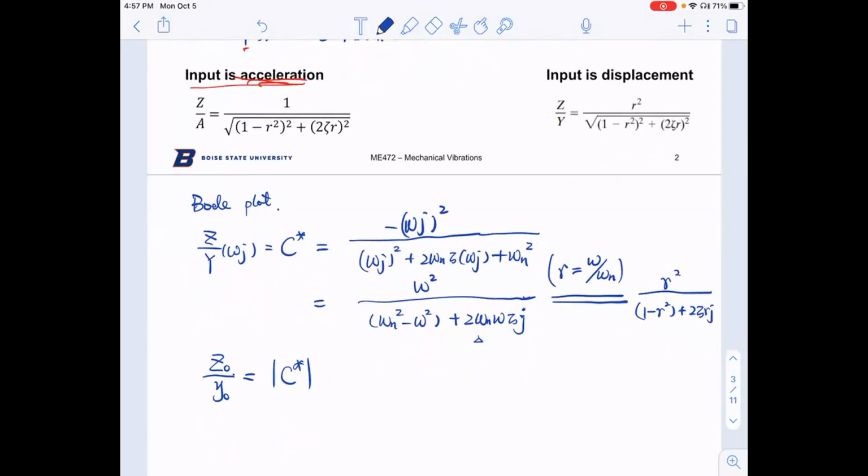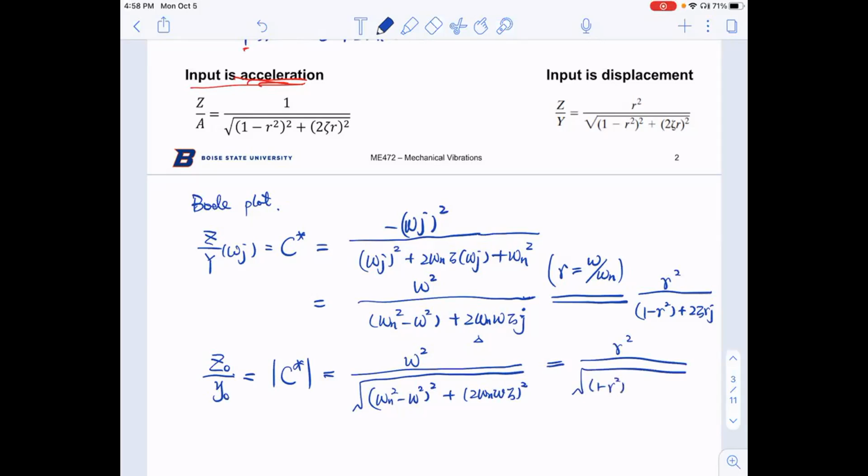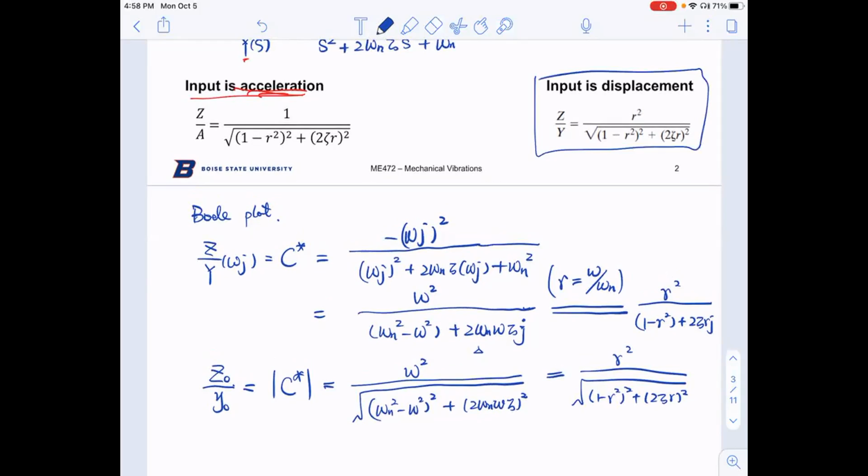So this complex number gives us two things. First of all, the norm of this complex number is the ratio of the amplitude. How do you calculate the norm? If you have MATLAB, then you don't have to worry about anything. But without MATLAB, you calculate the norm of the numerator divided by the norm of the denominator. So it's just the square of the real part plus the square of the imaginary part, and then take the square root. So that's everything in omega. If you calculate everything in the R domain, that's just R squared over the square root of the square of the real part plus the square of the imaginary part. So that's how we got this equation there.